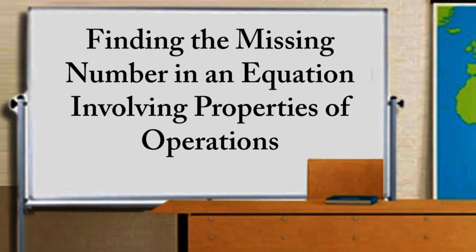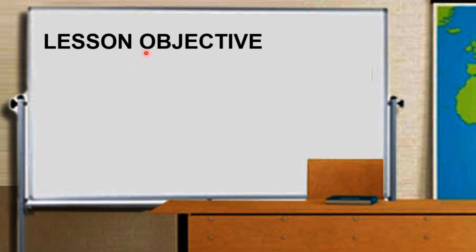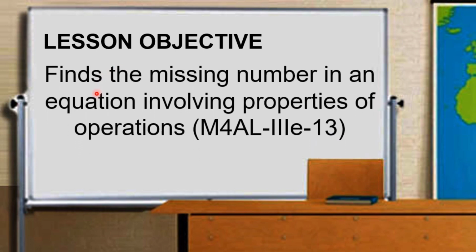For today, I'll be discussing finding the missing number in an equation involving properties of operations. Our lesson objective is: at the end of this lesson, you will be able to find the missing number in an equation involving properties of operations.